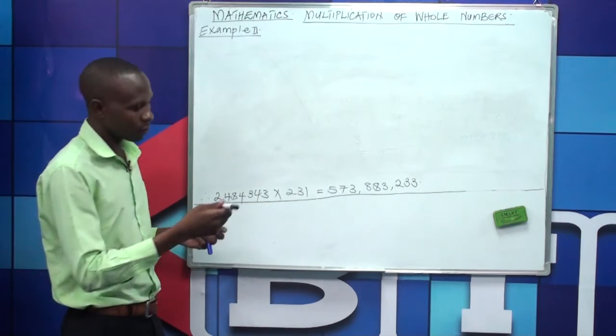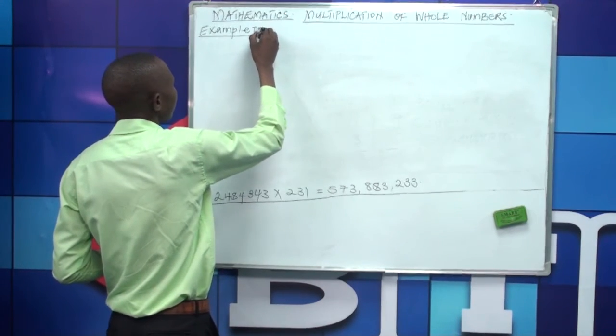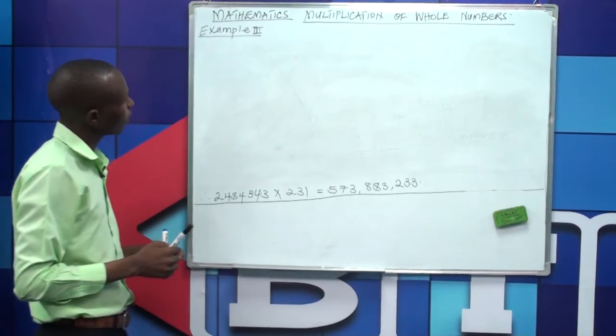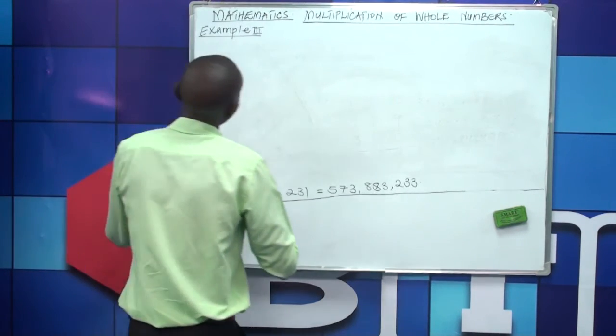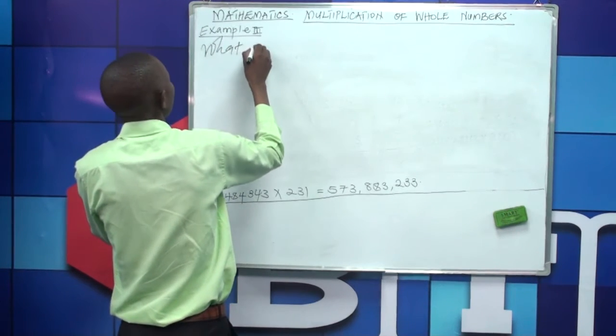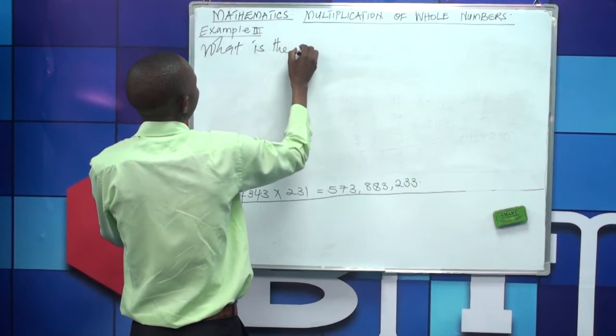Meanwhile, I want you to try for me this third example. I can call it a trial number. It says, what is the product?